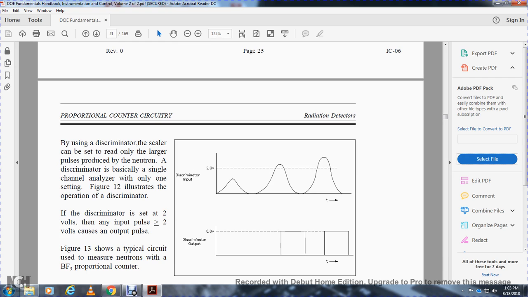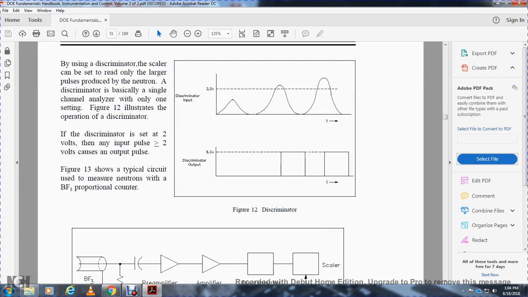Figure 12 illustrates the operation of the discriminator. The discriminator is set to 2 volts. Any input pulse greater than or equal to 2 volts causes an output pulse. Figure 13 shows the typical circuit used to measure neutrons with the boron trifluoride proportional counter. Discriminator at 2 volts, time interval. Discriminator output 6 volts, time interval.